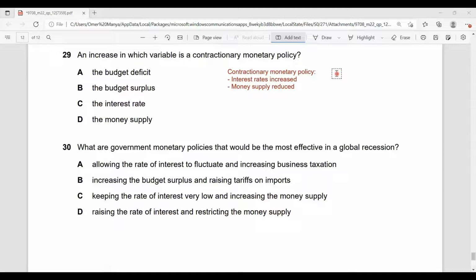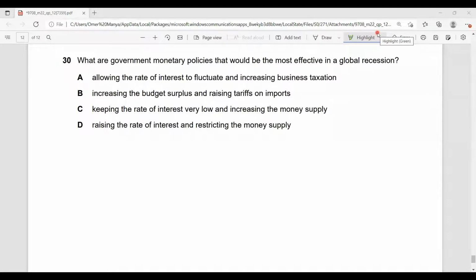Similarly, if money supply is reduced, there'll be less consumption in the economy, and this is also considered contractionary monetary policy. So we have our answer right there. The interest rate will be increased, and that can be regarded as a contractionary monetary policy. Last but not least, question 30. What are government monetary policies that would be most effective in a global recession?